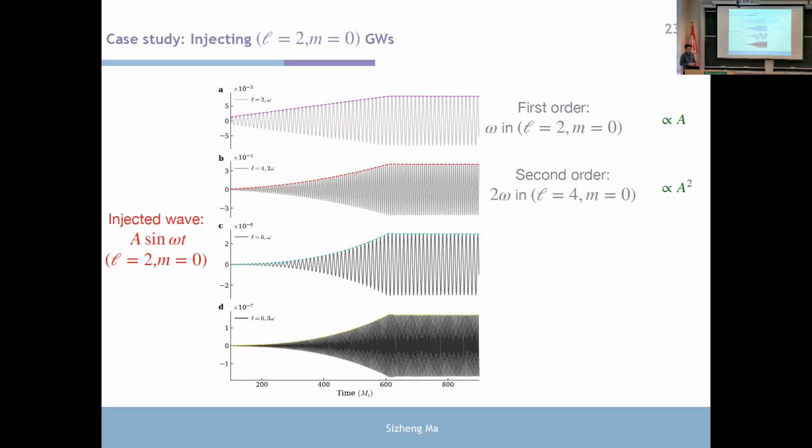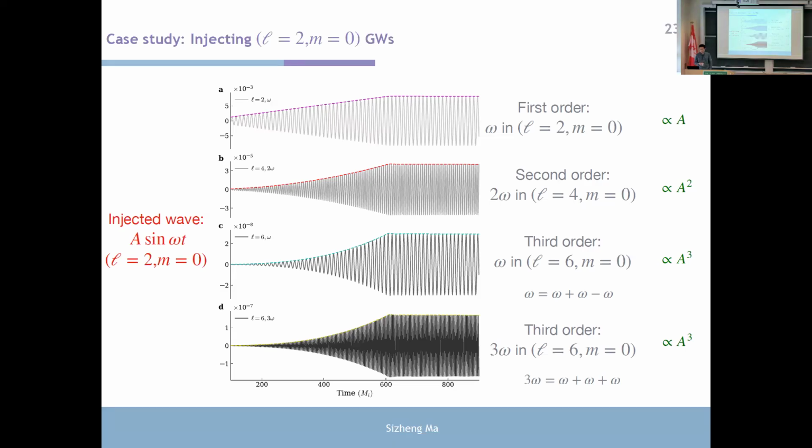To the second order, we have 2 omega in the 4-0 harmonic. This is analogous to the quadratic Poisson mode that I introduced. Again, we confirm that its profile scales with A squared. And finally, we found 2 third-order components in the 6-0 harmonic, including omega and 3 omega. Both of their amplitudes scale with A cubed. Schematically, this omega is equal to omega plus omega minus omega, and the 3 omega is equal to the sum of 3 omegas. So far, those excitations are quite typical nonlinearities that we are familiar with.